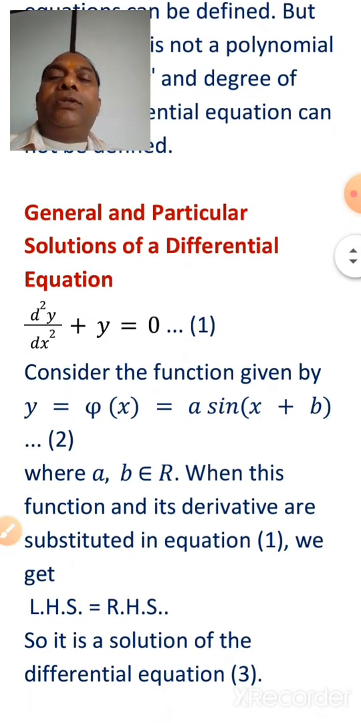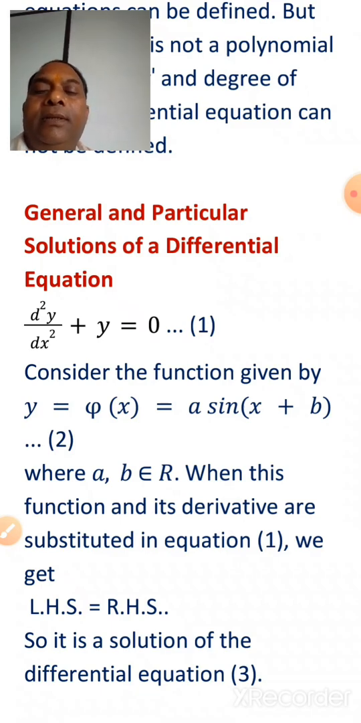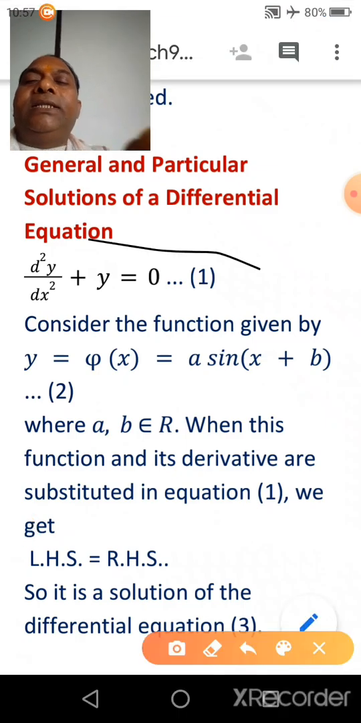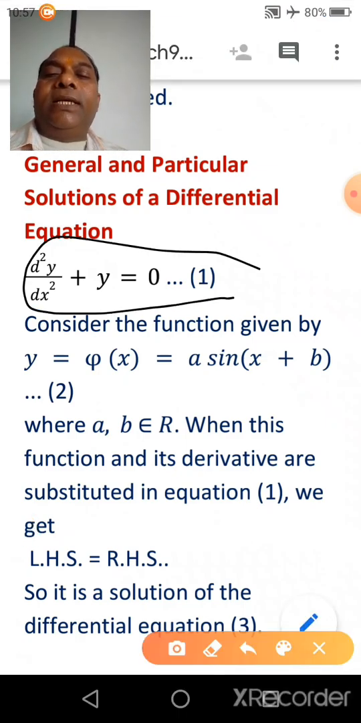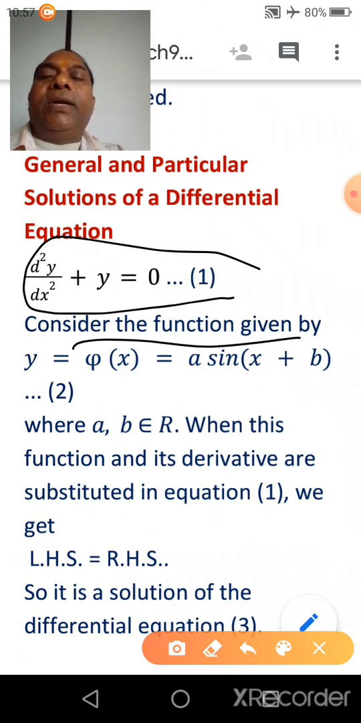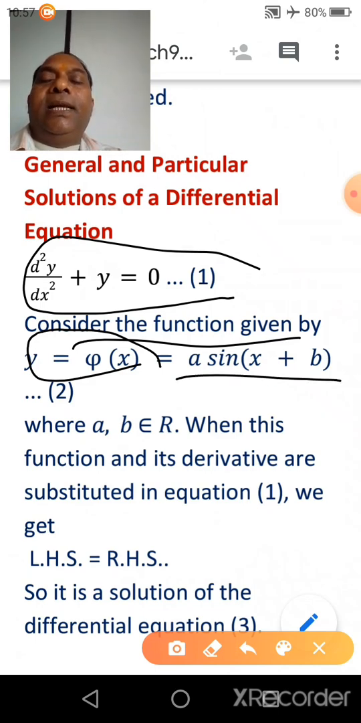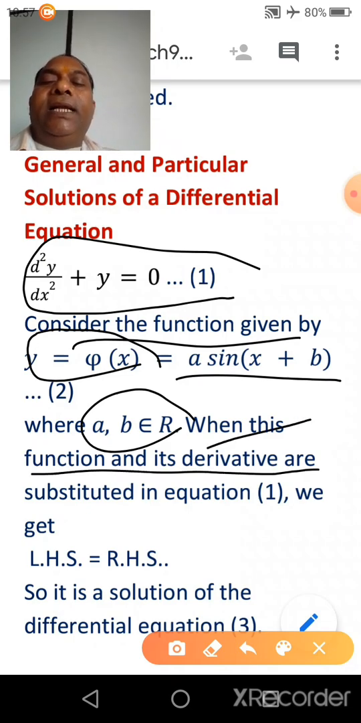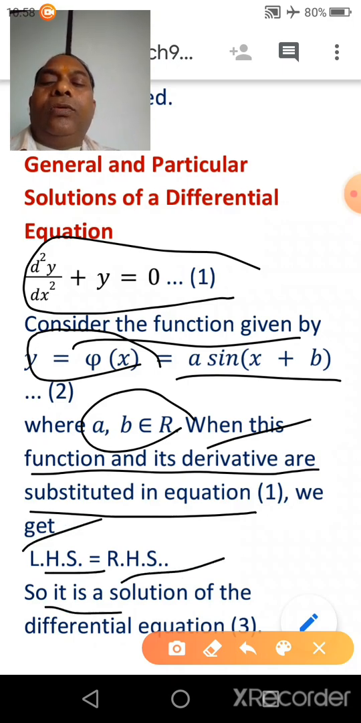Now general and particular solutions of a differential equation. So in this condition, firstly see here, differential equation is d2y by dx square plus y is equal to 0. Consider the function given by y is equal to phi x is equal to a sin x plus b. Clear? Now where a and b belongs to the set of real number, when this function and its derivative are substituted in equation 1, we get LHS is equal to RHS. So it is the solution of differential equation, otherwise not.